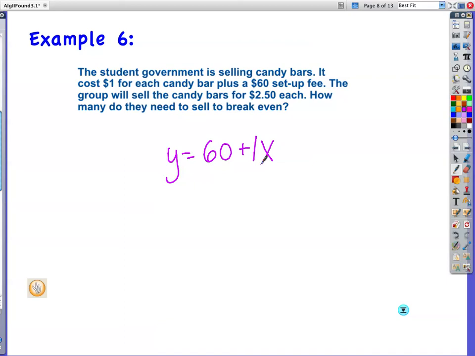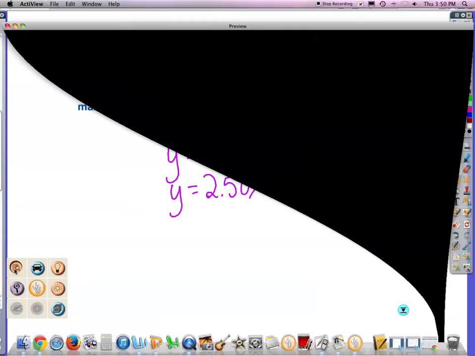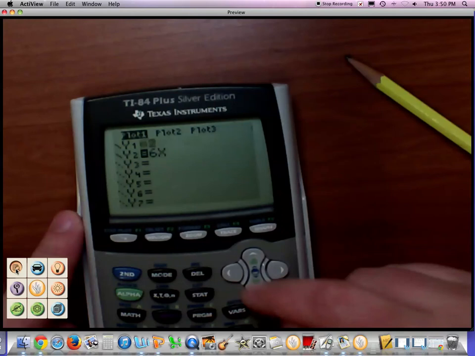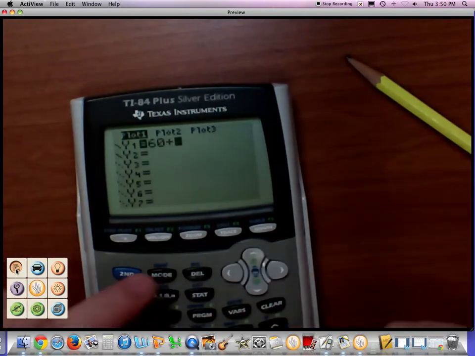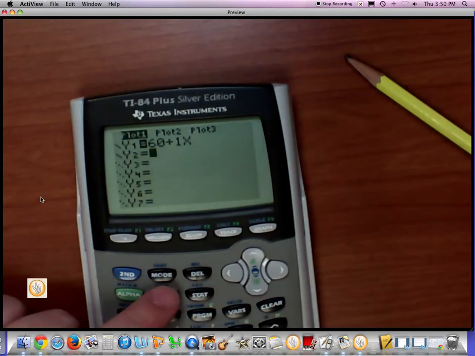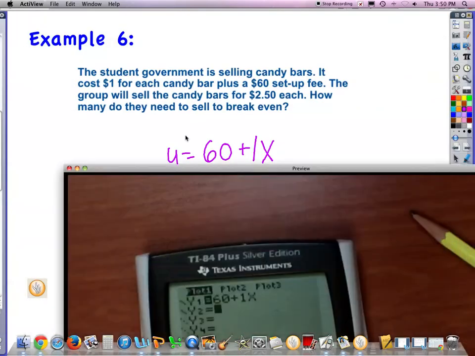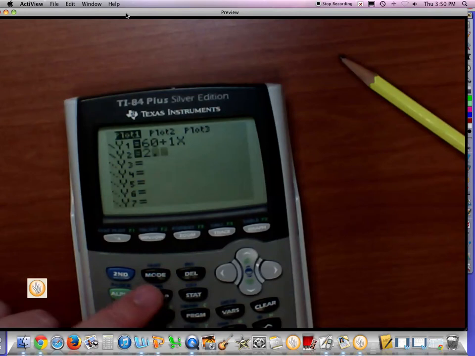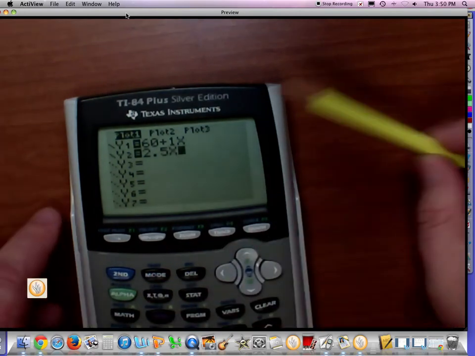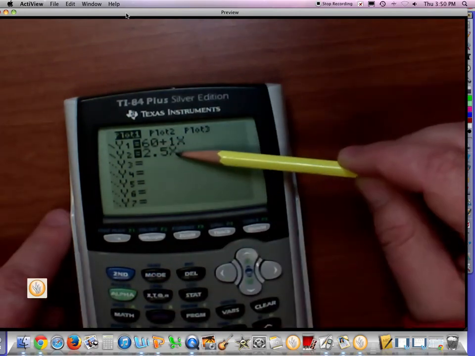All right, the group will sell the candy bars for $2.50. So $2.50 per each. All right, and we want to find out when your cost is equal to your income, and then you call it profit. So 60 plus 1x. Here we go again. Go back, clear it out. 60 plus 1x. And then the other one was, I think, 2.5x. Let me do a quick double check. 2.5x. Okay, this one has a y-intercept of 60. This one has a y-intercept of 0.